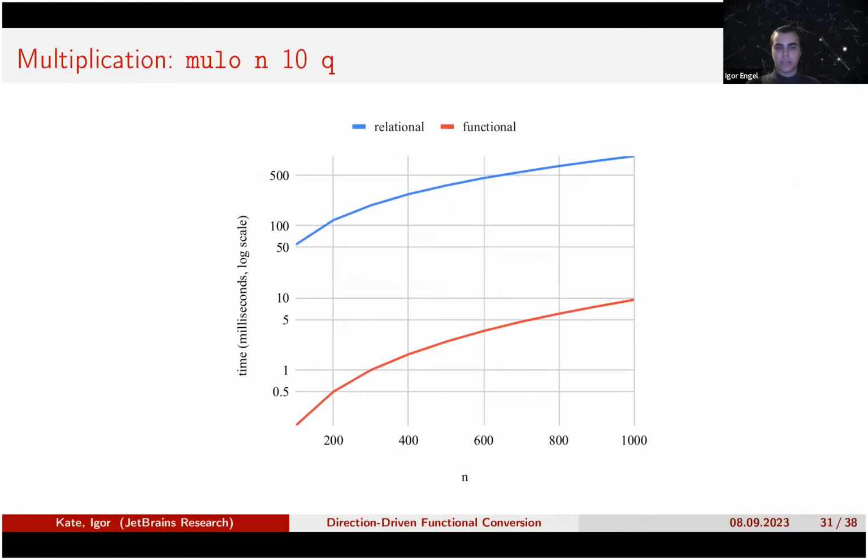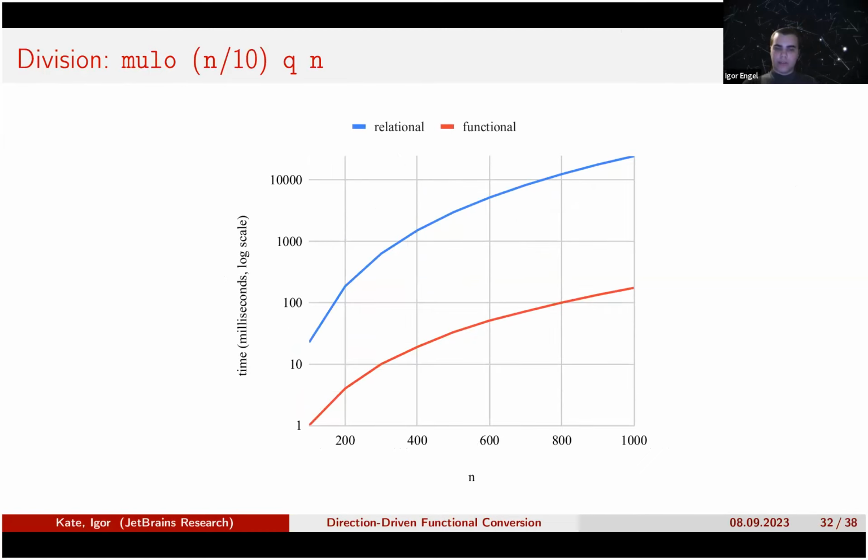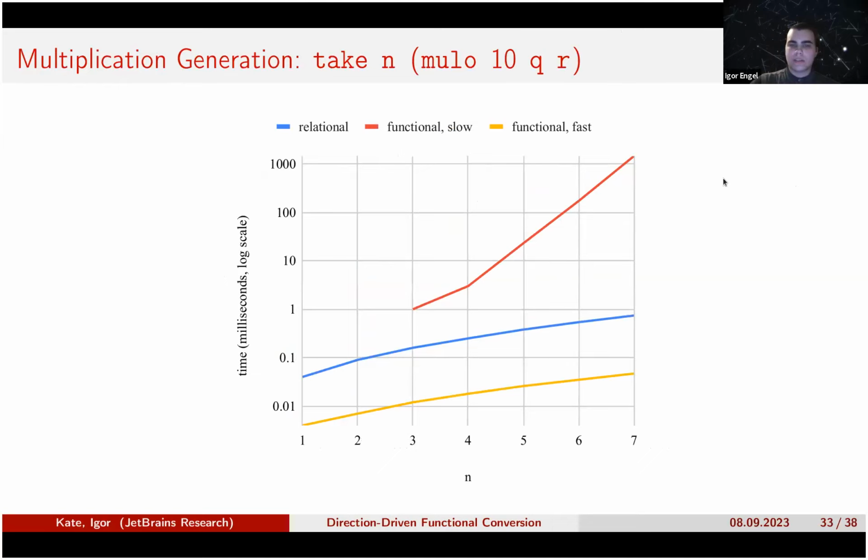For multiplication, we can see a 200-fold speedup, for example, here in the forward direction. And in the other direction, we also see something along this magnitude or even better, in the backwards direction. And here's an example presented by Kate earlier, where we have two possible functional translations, one of which is very slow, much slower than the relational version. That's the one which utilizes generate and test behavior. But if we use the faster version, we still get a tenfold increase in this direction.